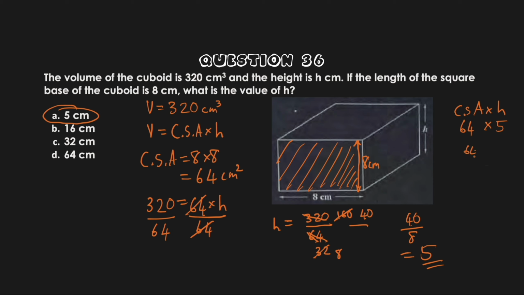So 64 times 5, we have 5 times 4, which is 20. 6 times 5 is 30 plus 2, 320. So we know our answer is correct.